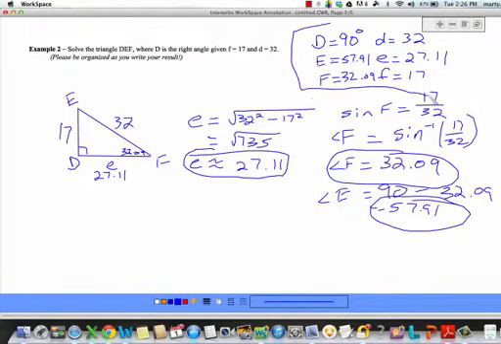This is solving a triangle, showing that we have all 6 important pieces of info, 3 angles and 3 sides.